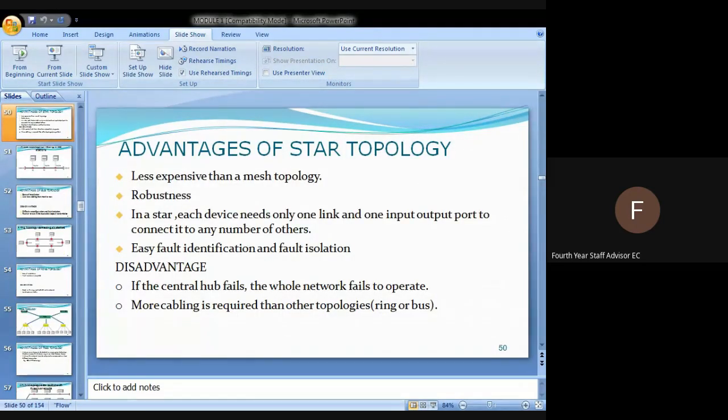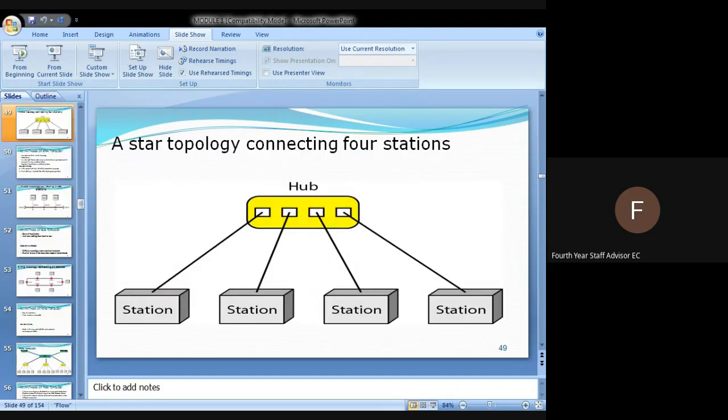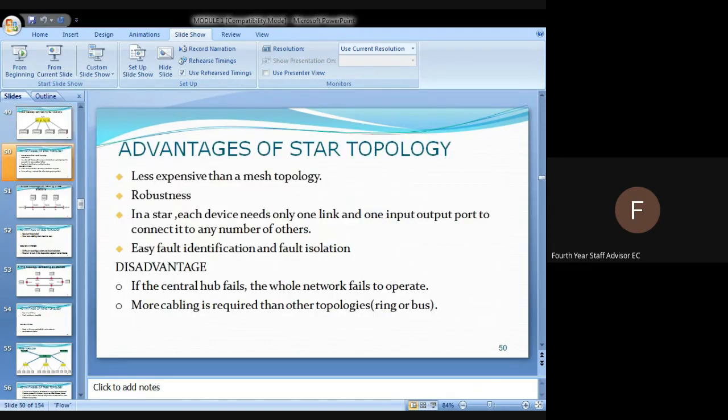When you are comparing it with the mesh topology, the star topology is not much expensive. It is less expensive than a mesh topology. And also it is robust, in the sense that if one link fails, only that link is affected, right? And all the others can remain in an active mode. So it is robust. And also, in star, each device needs only one link and one IO port to connect it to any number of others.